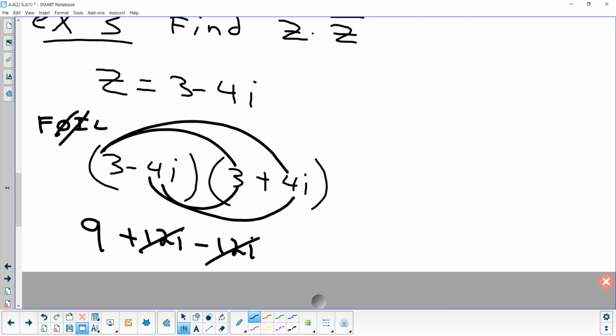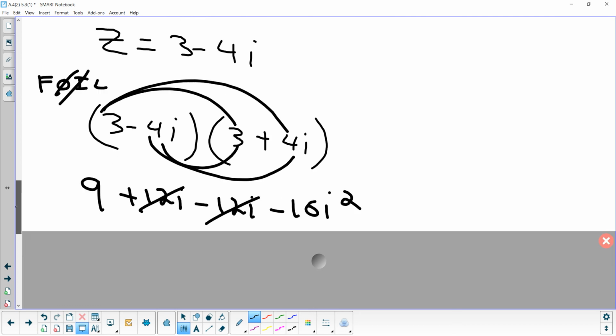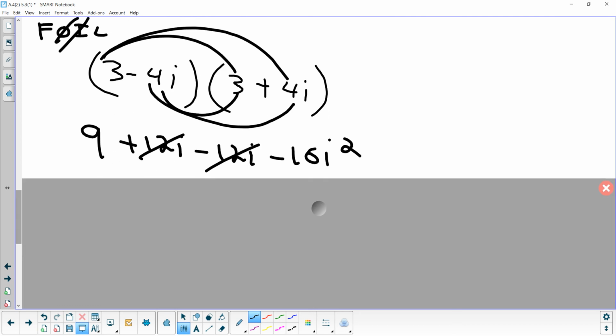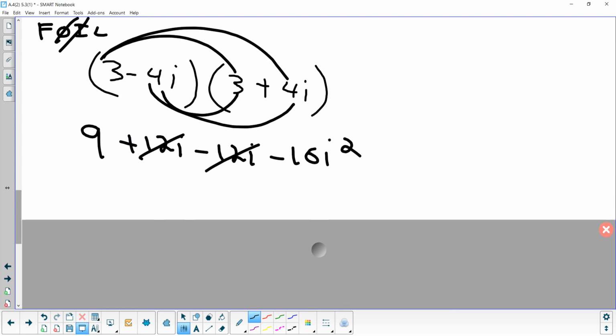Tom, what's that going to give me? Negative 4i times positive 4i. Negative 16. Close. Forgot one thing. Negative 16i squared. Okay, so we got 3 times 3 is 9. The outer and the inner canceled. Negative 4i times positive 4i is negative 16i squared.